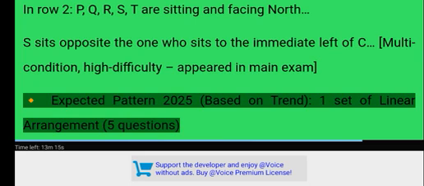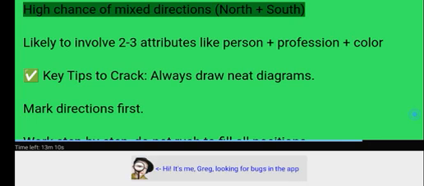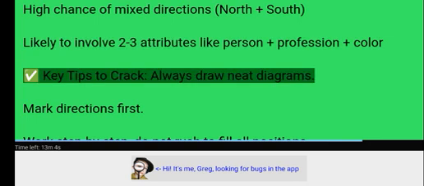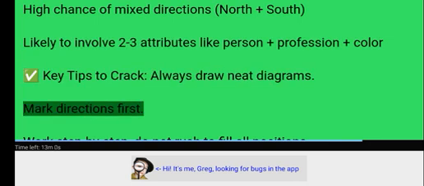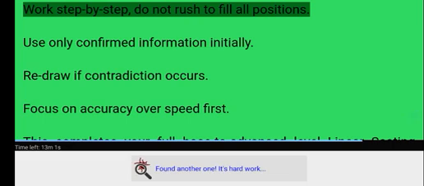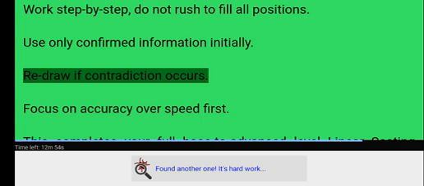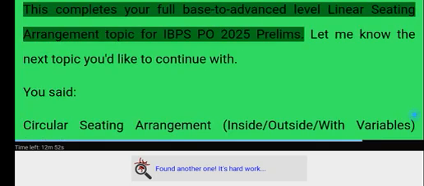Small diamond: expected pattern for 2025 based on trend. 1 set of linear arrangement, 5 questions. High chance of mixed directions, north plus south. Likely to involve 2 to 3 attributes like person plus profession plus color. Checkmark: key tips to crack. Always draw neat diagrams. Mark directions first. Work step by step, do not rush to fill all positions. Use only confirmed information initially. Redraw if contradiction occurs. Focus on accuracy over speed first.